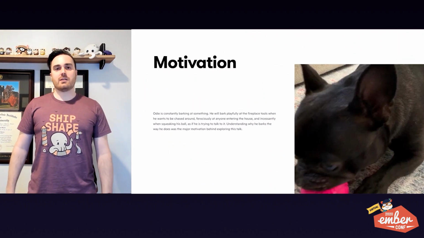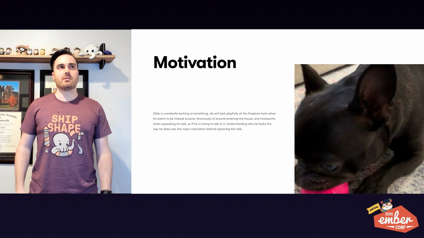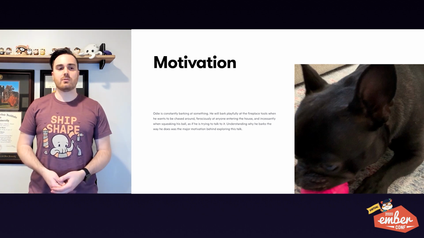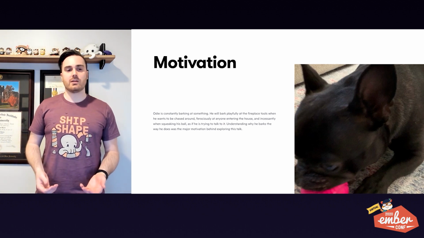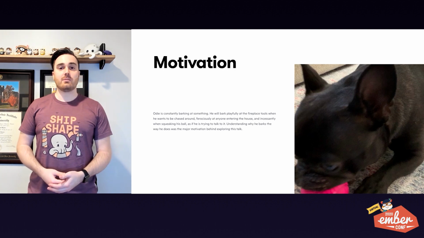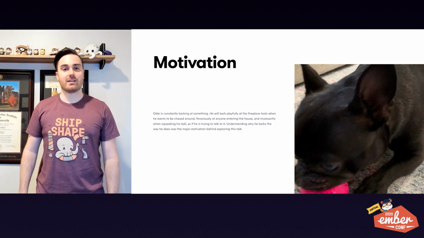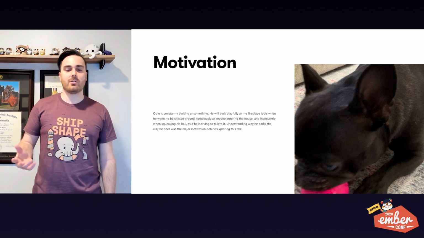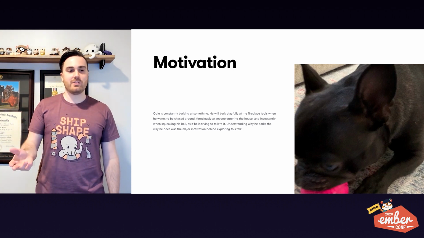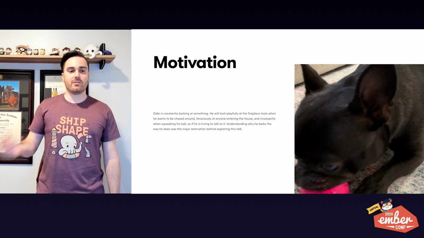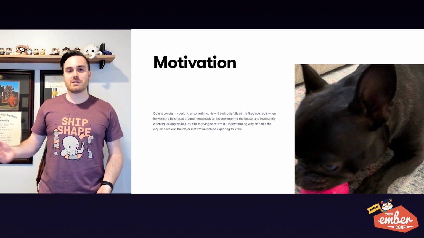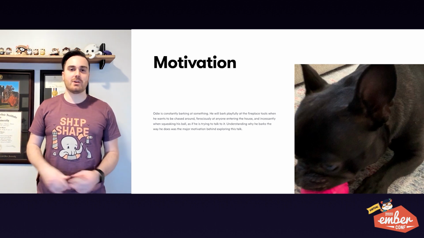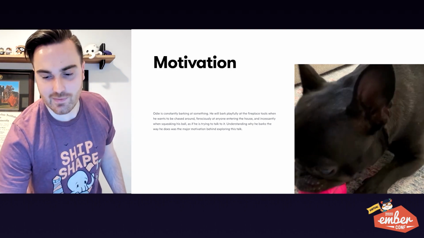So the motivation behind this talk is I always thought it would be cool to understand what Odie is barking about. And he barks a lot. He barks at people coming in the house. He barks at his ball, which you'll see here, playfully. And all of them are just crazy random barks sometimes, and you don't know what he's doing. So here's an example.